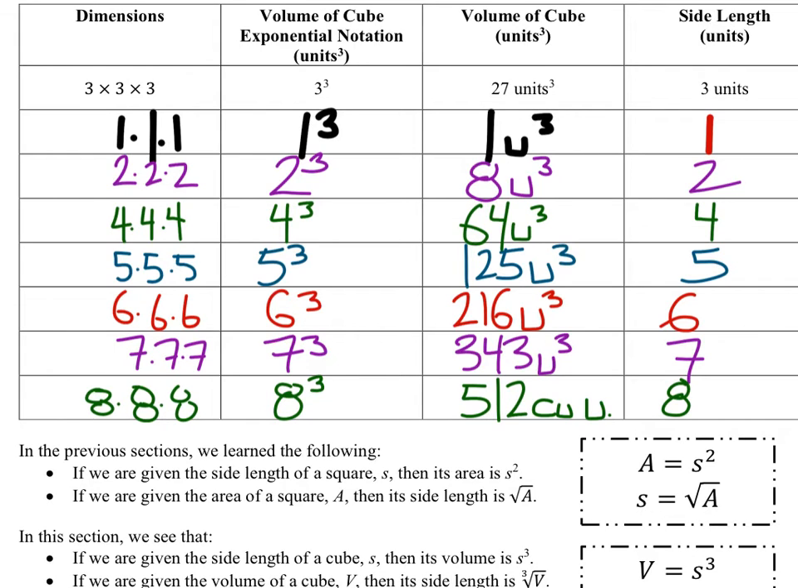In the previous sections, we learned the following. If we're given the side length of a square, we can just square that, and then we'd have the area of a square. But if we had the area of a square, and we wanted the side length, we would square root that.